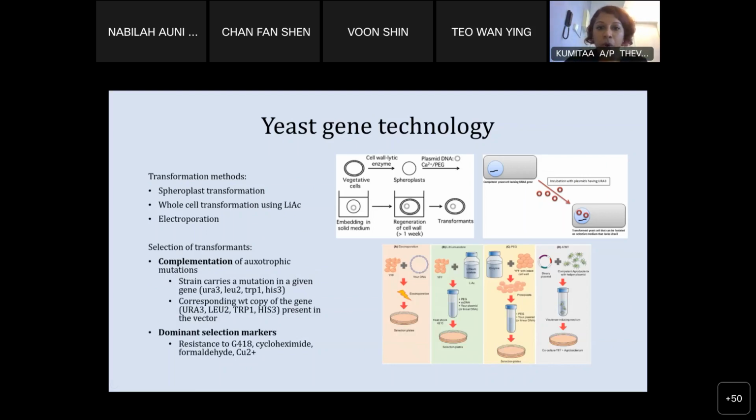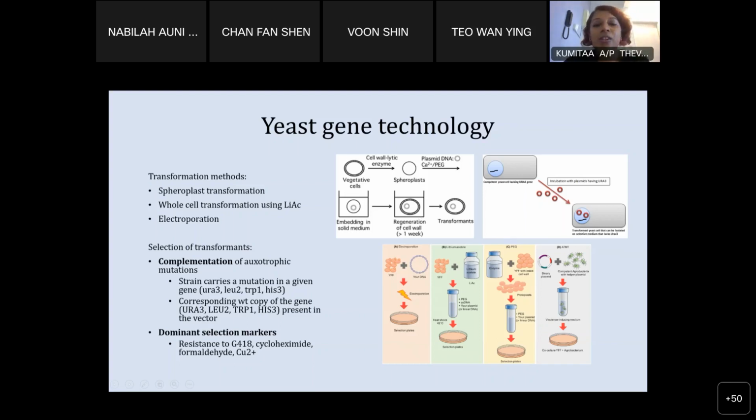So just to quickly walk you through what's on the images here on the right, this is how spheroplast transformation occurs, the image in white here. You get vegetative cells, and then when you have a cell wall lytic enzyme, you get formation of spheroplasts. And then you can add your plasmid DNA together with PEG or calcium. This is typically used in all transformation methods, so not just yeast specific. And then that enables transformation to occur. Overall, this whole process takes about 1 week, which is not too bad.